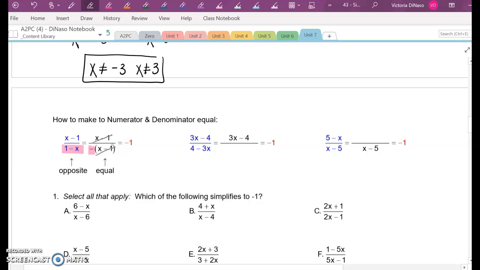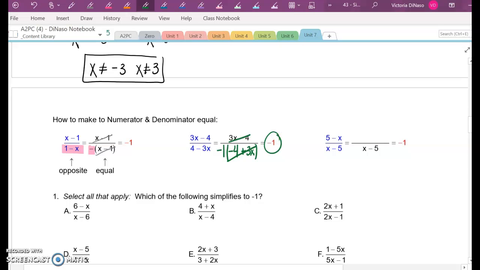So we're going to do the same thing right here. In this next one, we have 3x minus 4 in the numerator and 4 minus 3x in the denominator. If I pull out a negative 1, then that 4 becomes negative, and this negative 3x becomes positive. Even though they're in opposite orders, they're opposites of one another. Now they're the same. So they were opposites, now they're the same. Now I can cancel. And we're left with negative 1.